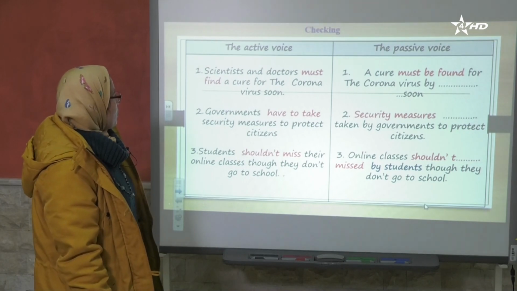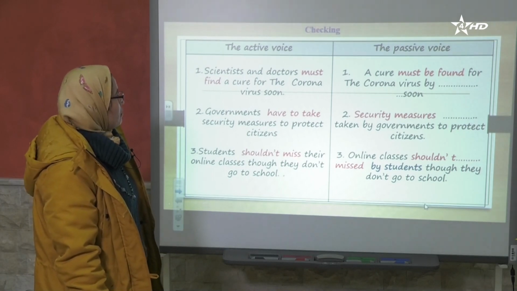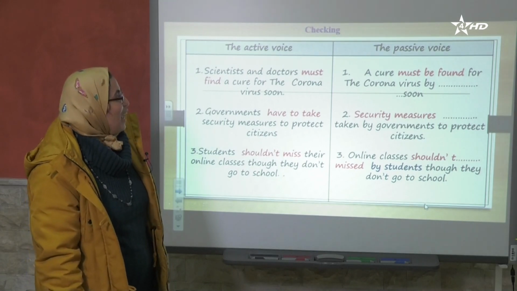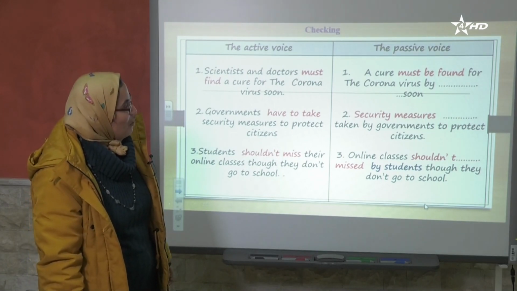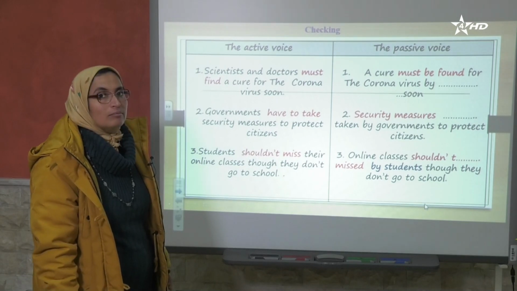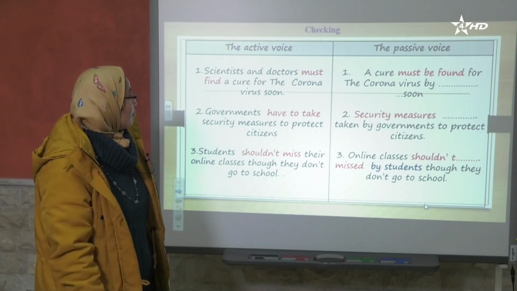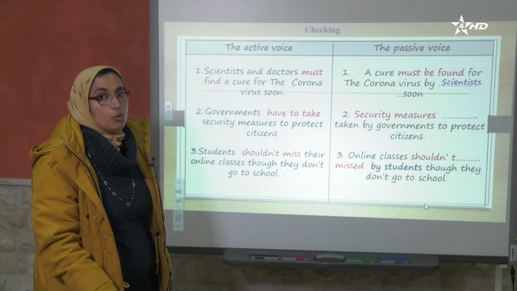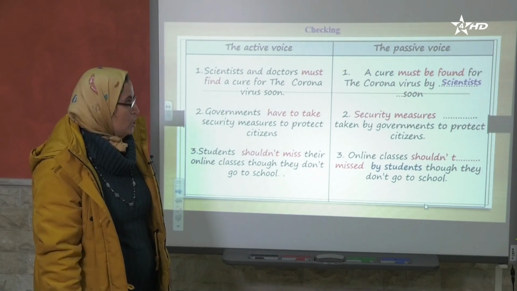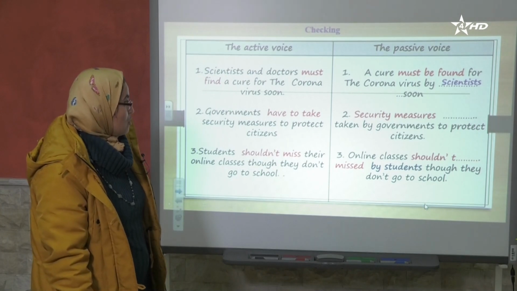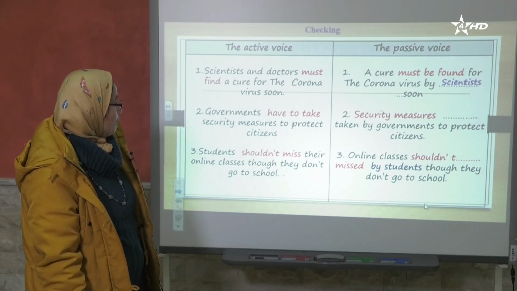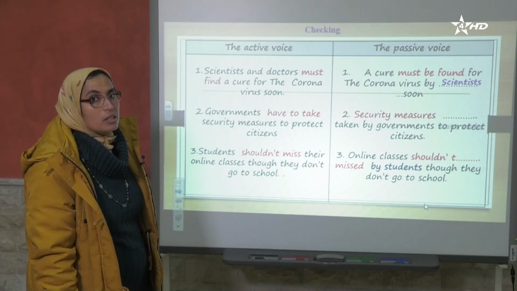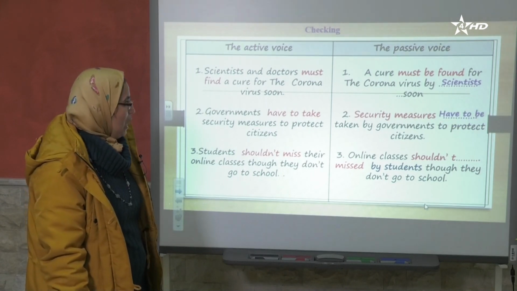Scientists and doctors must find a cure for the coronavirus very soon so that you go back to school. A cure must be found for the coronavirus by who? By scientists. Here it's important to insert the agent. Security measures, in the second sentence, governments have to take. Security measures have to be taken. Great.